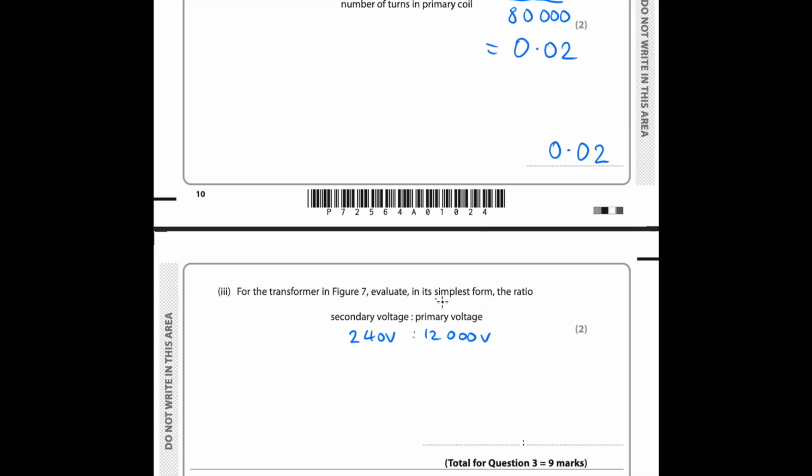Now to simplify the ratio, if we do 240 divided by 240, that'll come out as 1. And whatever we do to the left hand side, we've got to do to the right hand side. So we'll do 12,000 divided by 240, and that comes out as 50. So it's a 1 to 50 ratio.